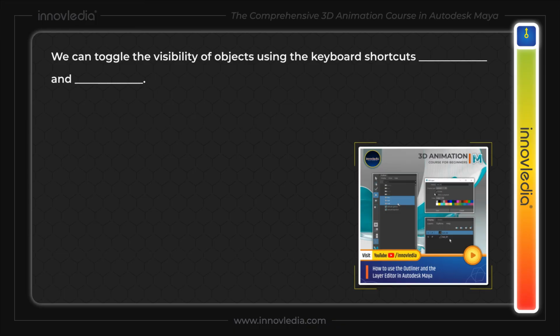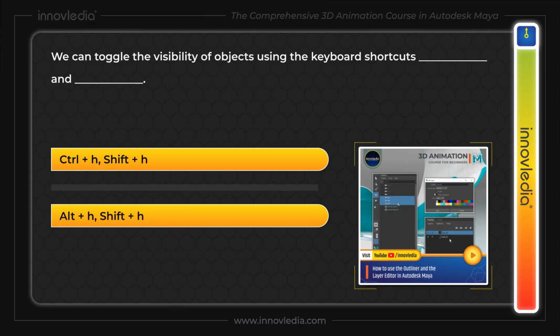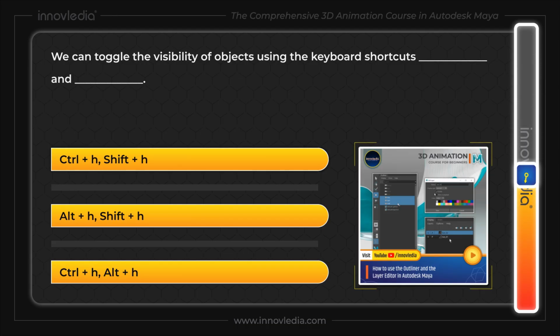We can toggle the visibility of objects using the keyboard shortcuts dash and dash. The options are Ctrl plus H, Shift plus H, Alt plus H, Shift plus H, Ctrl plus H, Alt plus H. Your time starts now. And the correct answer is Ctrl plus H, Shift plus H.